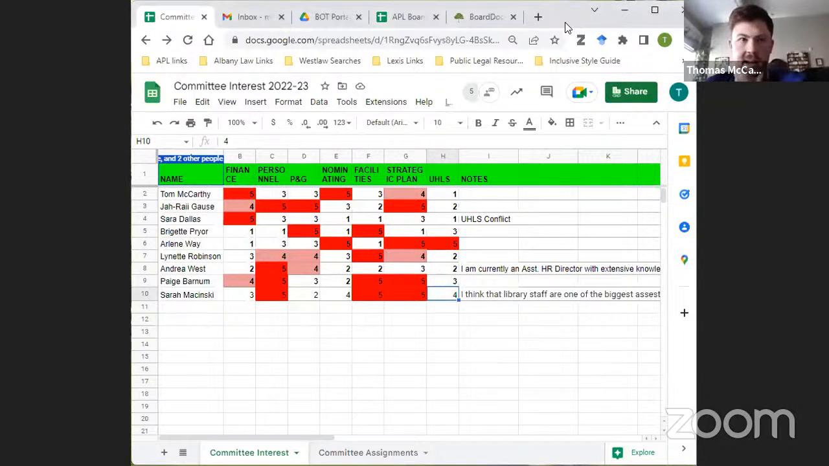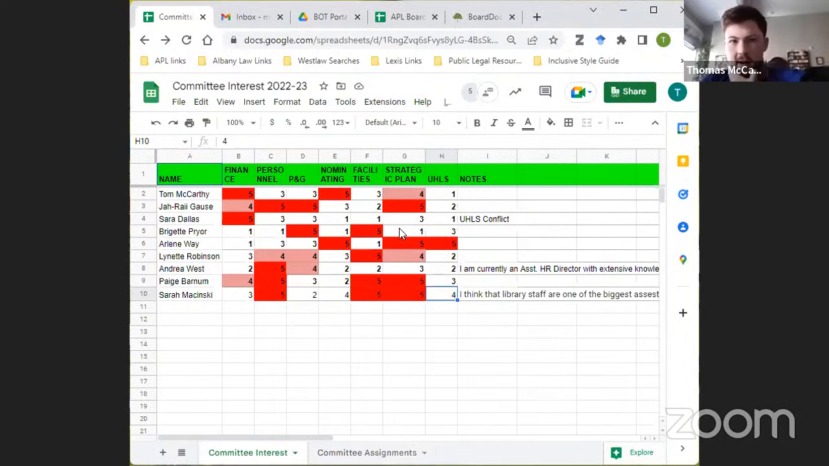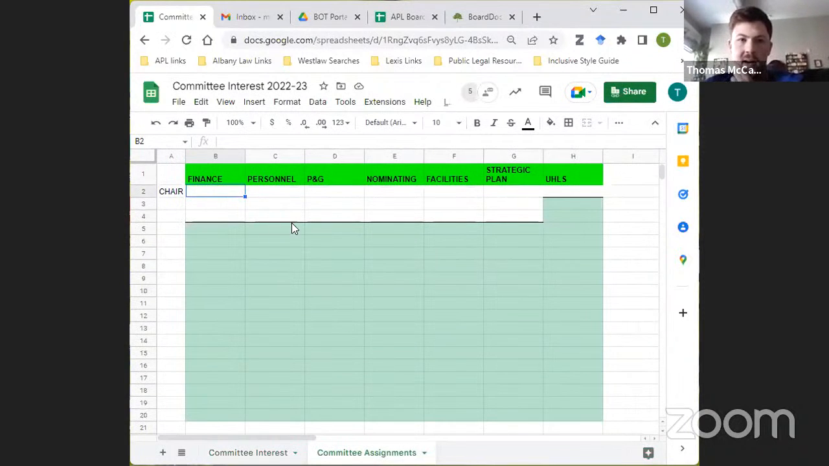So what you're looking at is the responses that every trustee gave. I highlighted all the 5s in red and all the 4s in pink just for the visual of it. And we got a pretty good mix. And then over here, I created this little thing to fill in as we assign people.